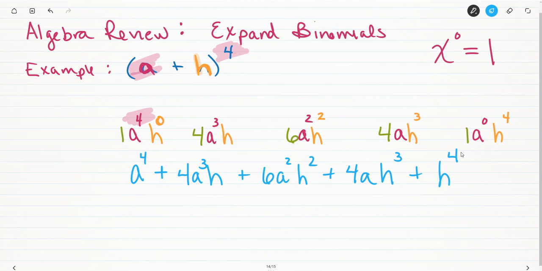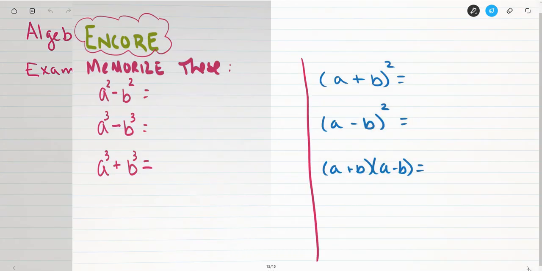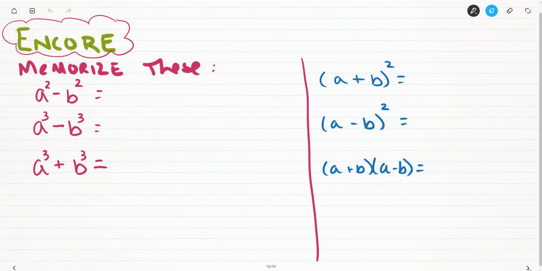You could do this by multiplying it out, a plus h times a plus h times a plus h times a plus h, but I think that using this pattern is much easier. While you're here on this video, I thought I'd just give you a free 3-minute bonus. If you haven't caught this yet in our course, these are all pieces you need to have memorized.